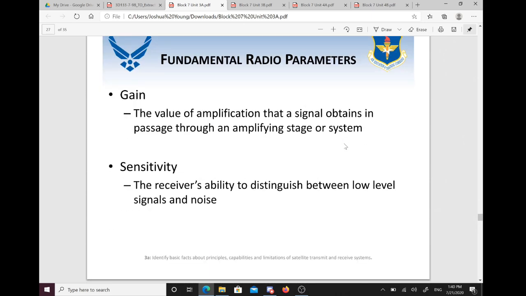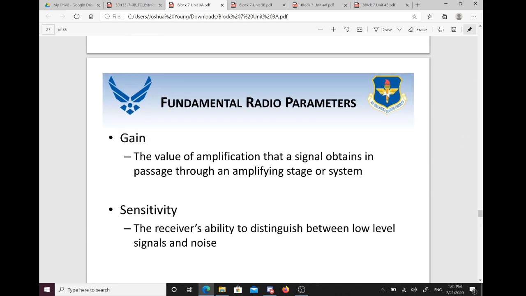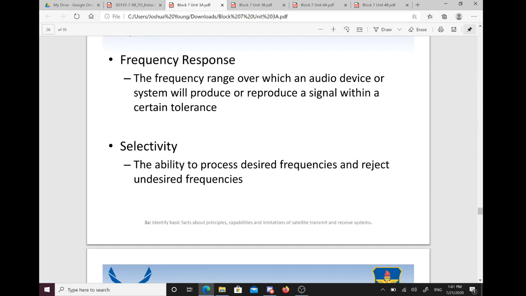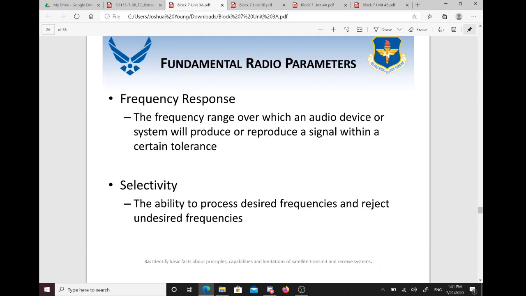And then to cover the last couple, we have your gain, which is considered a value of amplification that a signal obtains in passage through an amplifying stage or system. So like I said before, whenever we were covering the main points of the fundamental radio parameters, your gain's applied in your HPA, and not only in your HPA, but again in your LNA. And lastly, your sensitivity, which applies to the low noise amplifier again, is your receiver's ability to distinguish between low-level signals and noise. So based on the definition for your selectivity and your sensitivity, does that make more sense to y'all as to why I said that your LNA has to have a high degree of both of those?